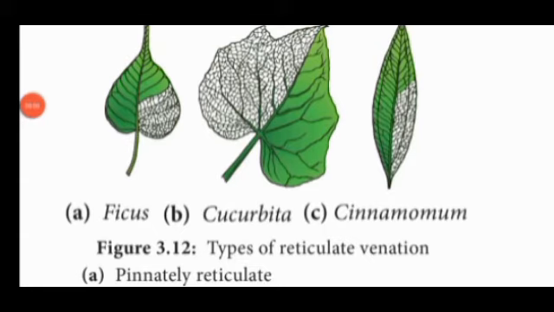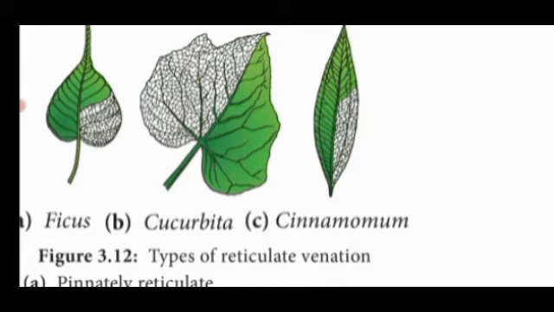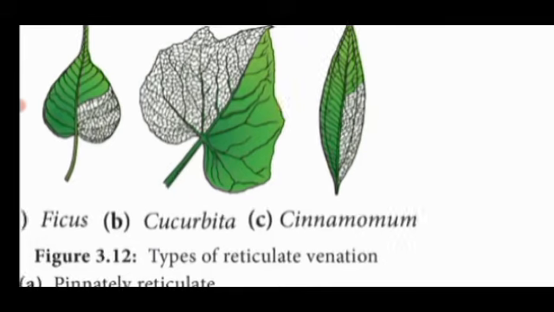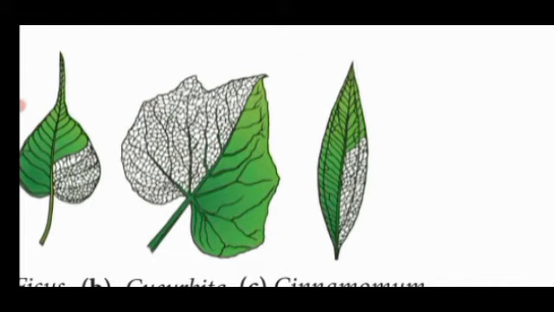Divergent type: when all the principal veins originate from the base and diverge from one another towards the margin of the leaf, as in Cucurbita, cucumber. Convergent: when the veins converge to the apex region of the leaf, as in Indian plum. Examples are Ziziphus, Elaeocarpus, or bay leaf, Cinnamomum, some examples of palmately reticulate convergent venation.